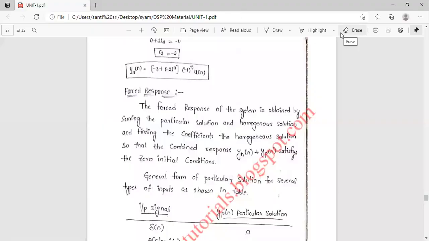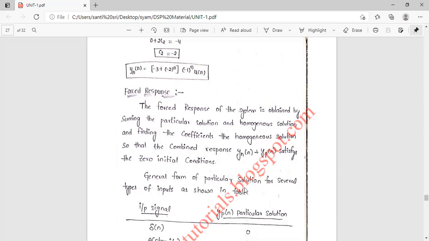Then coming to the forced response. What is meant by forced response? The forced response of the system is obtained by summing the particular solution and homogeneous solution and finding the coefficients of the homogeneous solution, so that the combined response yh of n plus yp of n satisfies the zero initial conditions.